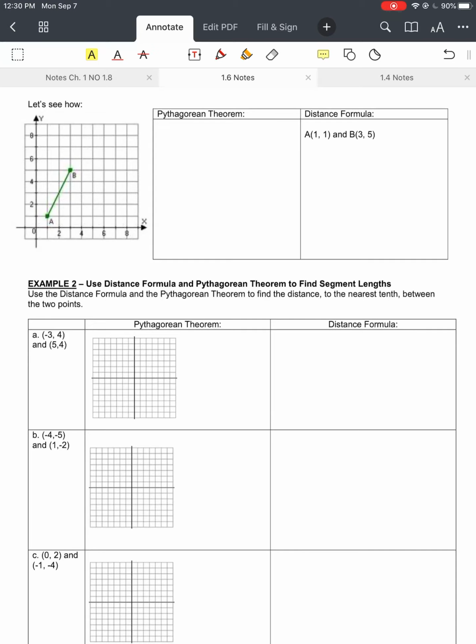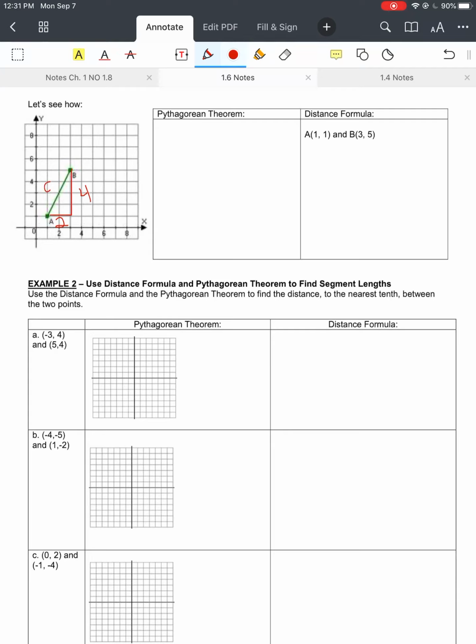I'm given a picture here with points A and B. To use Pythagorean theorem, I have to have a right triangle. So I'm going to go ahead and draw in a right triangle connecting points A and B. I drew those really straight. Very proud of myself. And I actually need to find the lengths of these two sides. Well, here at the bottom, my base is 2 units, so I'll write in a 2. And my height looks to be 1, 2, 3, 4 units.